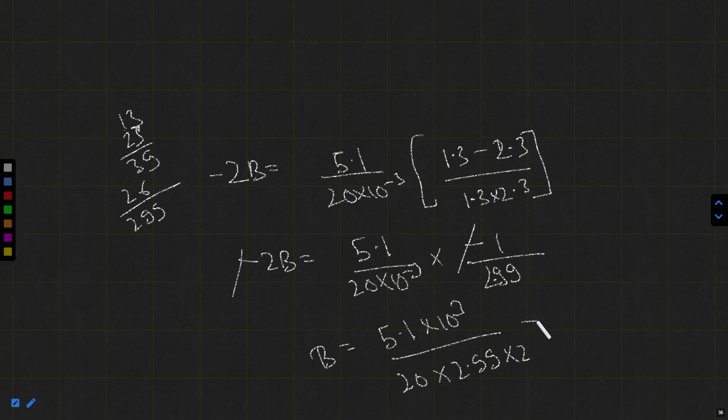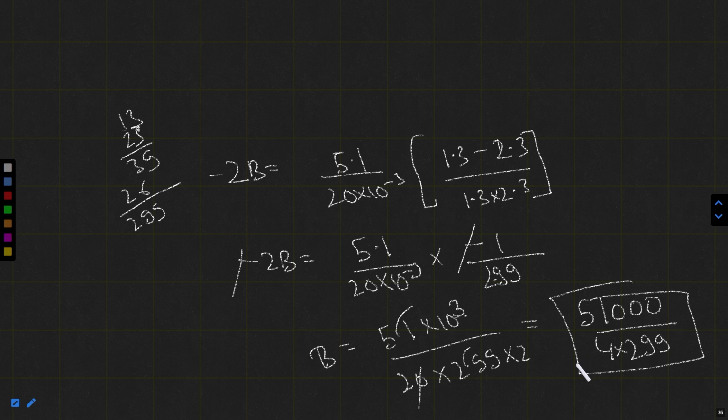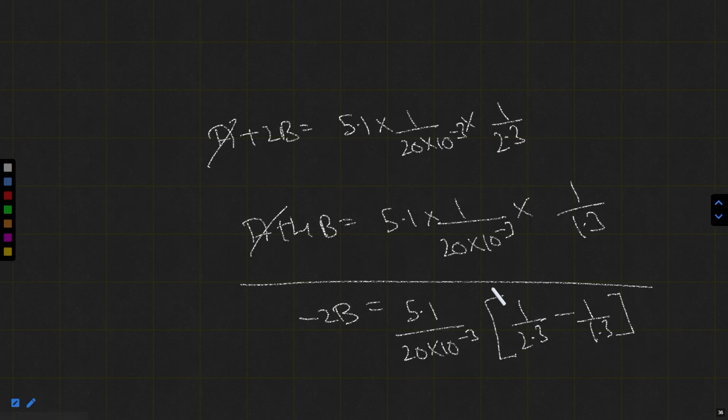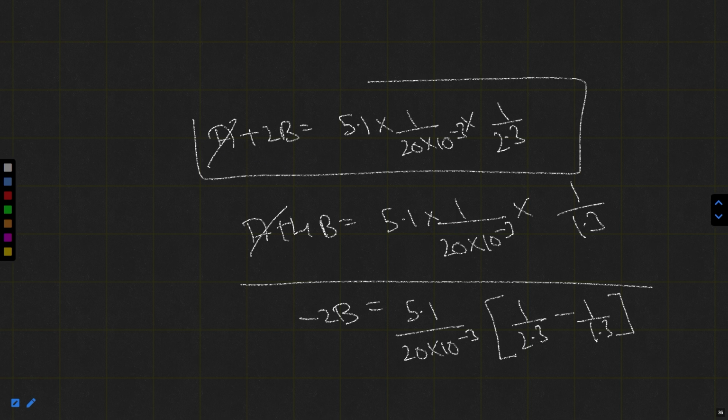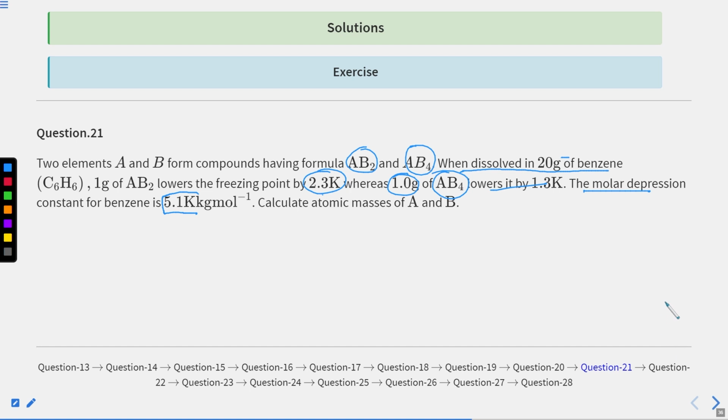Yes. So if you solve it further, it would be 5 from here, and this will be cancelled out. So 51,000 by 4 into 299. This would be our atomic mass of B. Once you have the atomic mass of B, you can substitute it in any of these equations to get your atomic mass of A. So let us see the solution now.